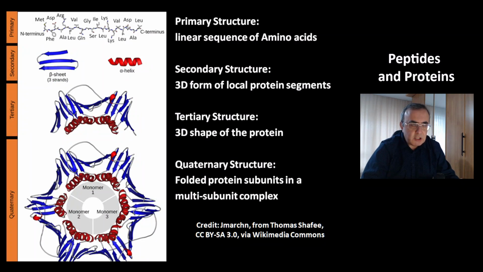These are the different structures of big protein molecules. You have the primary structure, which is a linear sequence of amino acids. Then you have the secondary structure. This is a 3D form of local protein segments. The tertiary structure is the 3D shape of the protein. And the quaternary structure is a big structure of folded proteins in a multi-subunit complex.